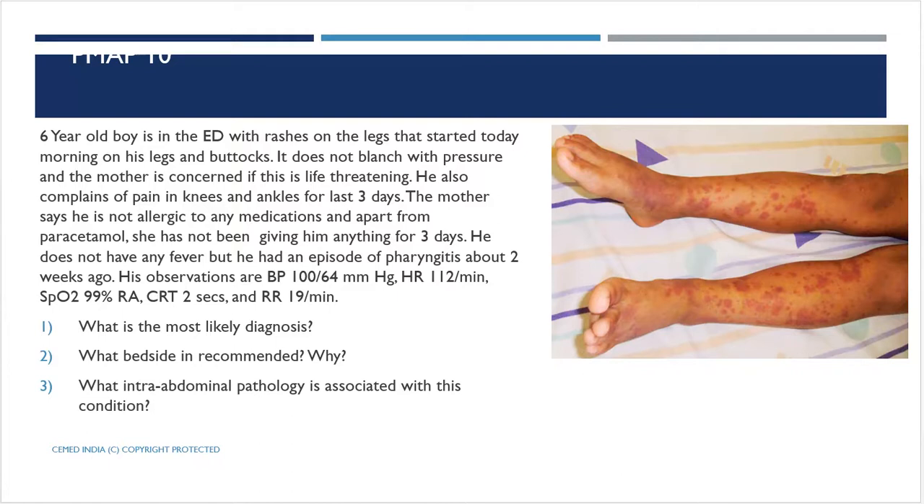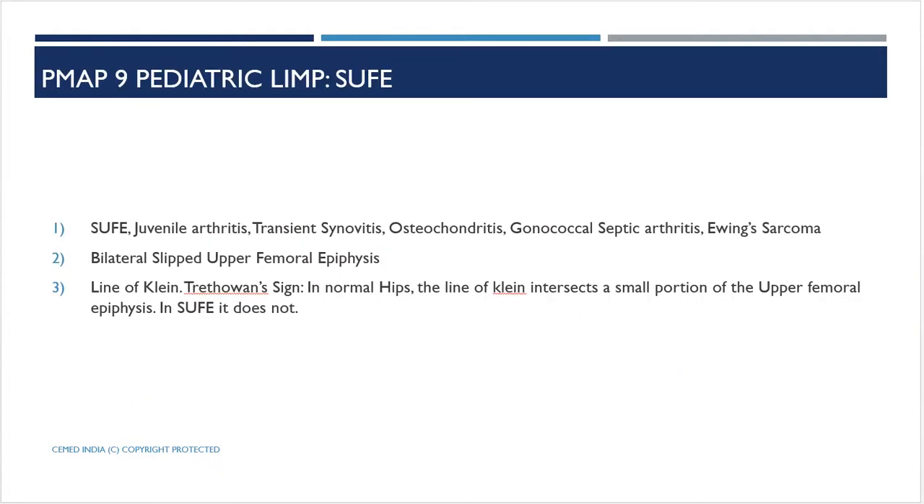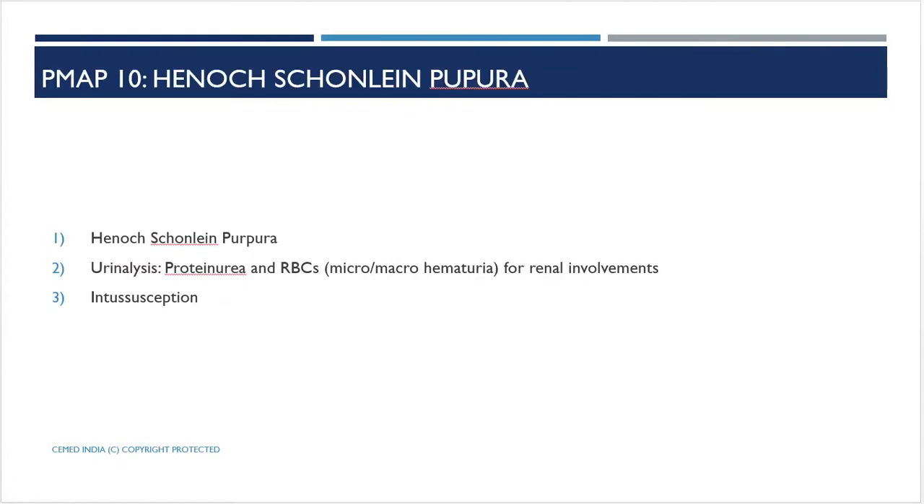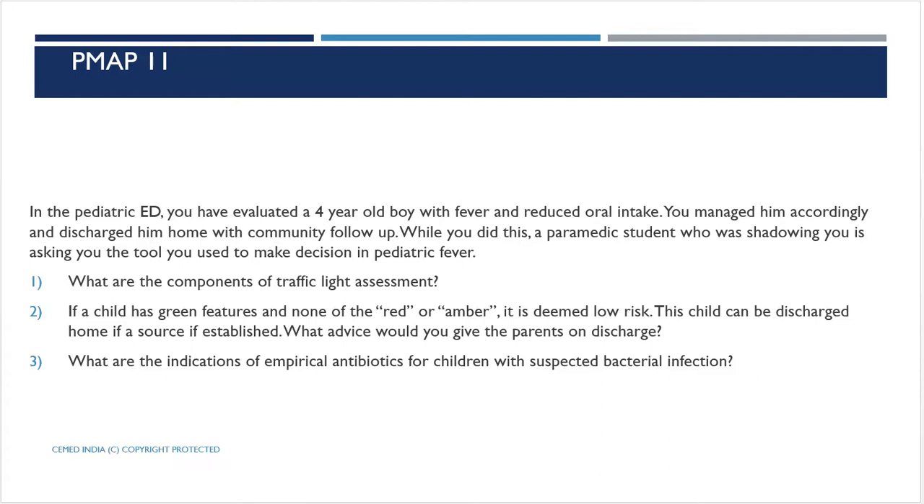So the only bedside test you want to do in this patient is a urine dipstick to look for proteins and RBCs. Okay, and what intra-abdominal pathology is associated with this condition? You get intussusception. Some people have also written acute IgA nephropathy, which is absolutely a correct answer, so that is acceptable as well. Next one.